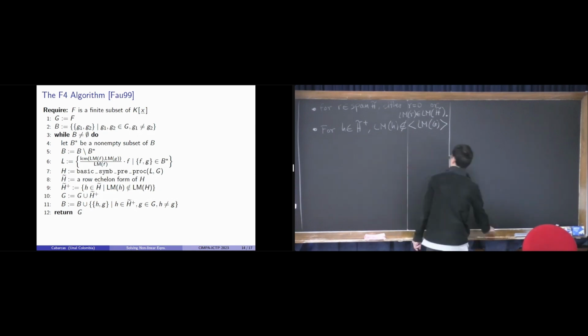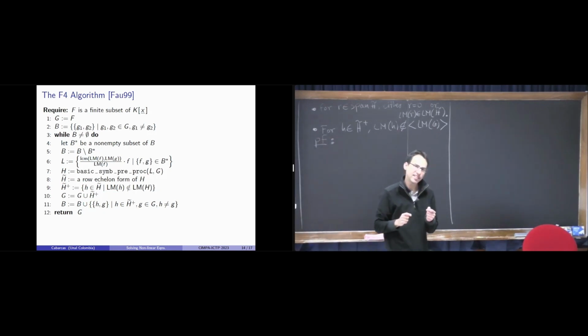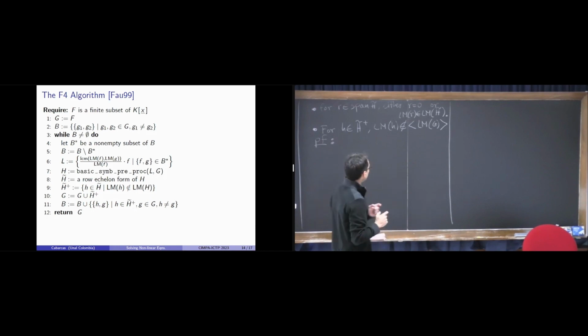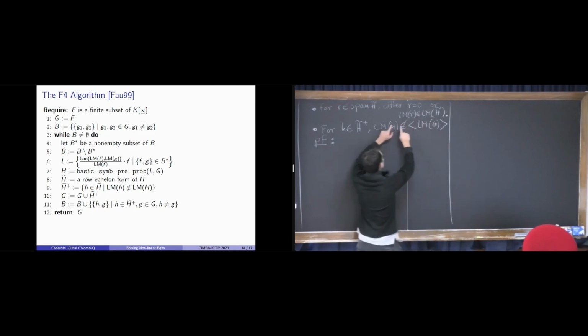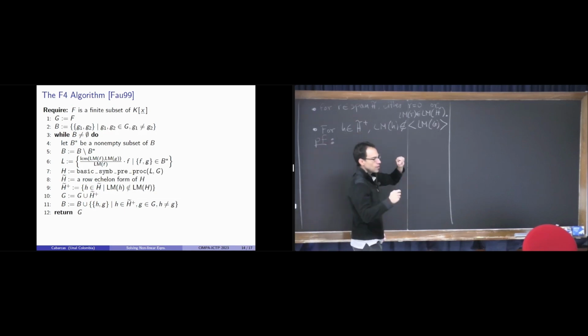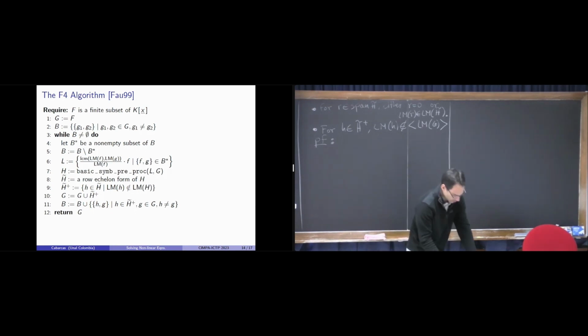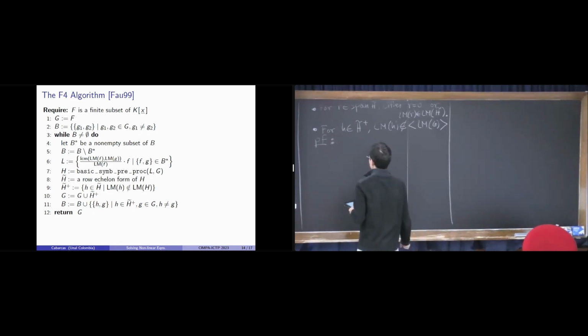Maybe that one is not so obvious, so let me prove this one. And this is going to be very important because this is what's going to guarantee that the algorithm terminates. Because it means that when you get a non-empty H tilde plus and you insert it into G, then the ideal generated by the leading monomials is going to expand, and this cannot go forever. So eventually it's going to finish. This is what's going to guarantee termination.